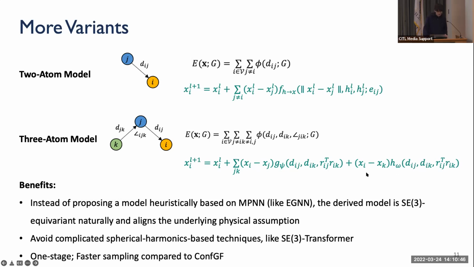In this way, such a perspective can bring some benefits. First, it is more principled than previous heuristically proposed equivariant networks like EGNN. And also we avoid using some complicated spherical harmonics-based techniques like those used in the SE3 transformer. And also compared to the recent state-of-the-art approach ConfGF, our model enjoys a faster sampling time.